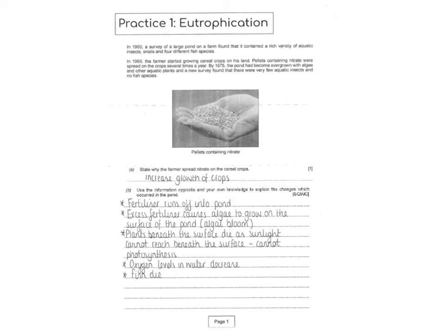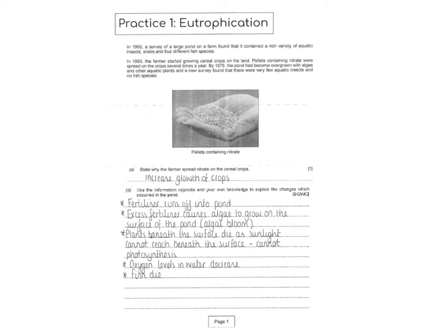The pond had become overgrown with algae and other aquatic plants, and the new survey found that there were very few aquatic insects and no fish species. State why the farmer spread nitrate on the cereal crops. We need to remember that nitrate is a nutrient that plants need, so it's going to increase the growth.